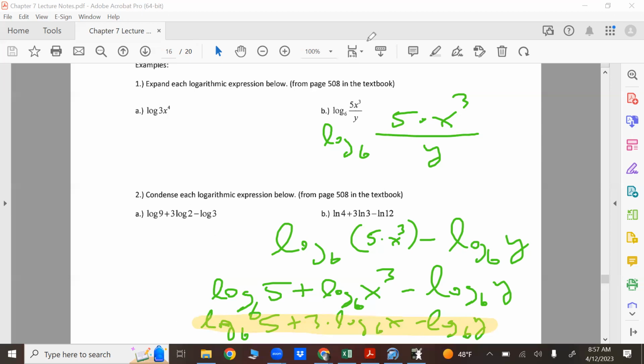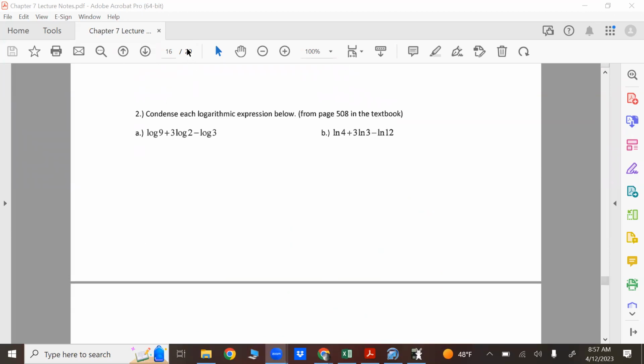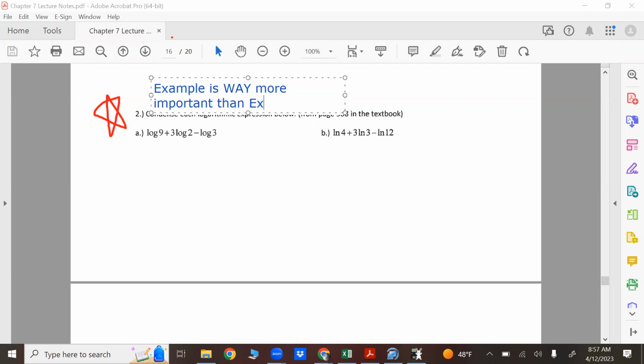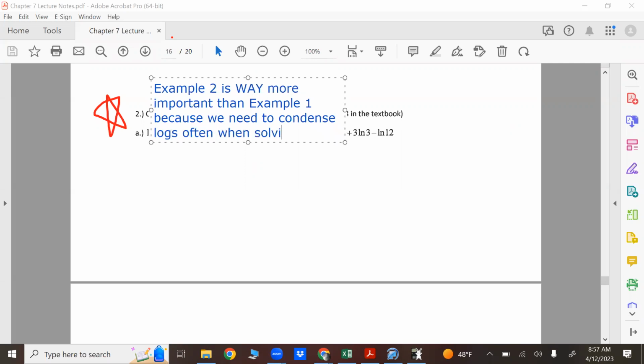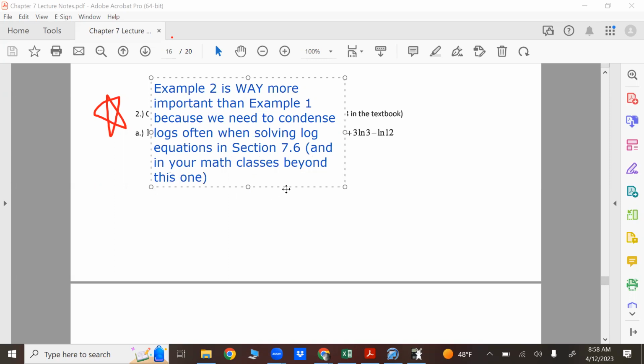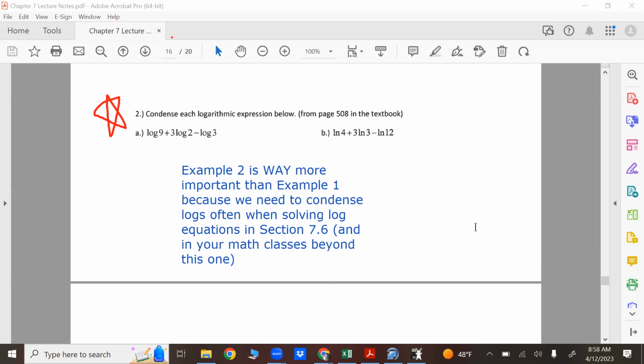Now, number 1, I'll be honest, I don't really care about. I care much more about 2. It's good to do 1 to see how the property works, but example 2 is way more important than example 1, because we need to condense logs often when solving log equations in section 7.6, and in your math classes beyond this one. I was a little long-winded, but we're going to have to do this often in the next section and in other classes down the road.